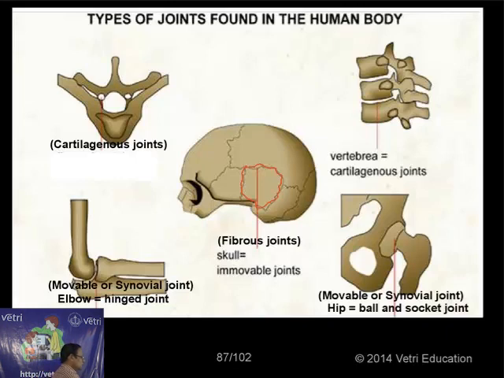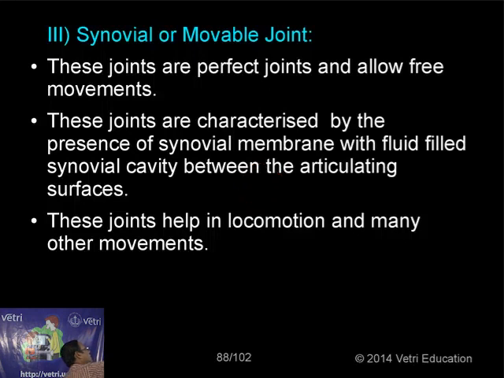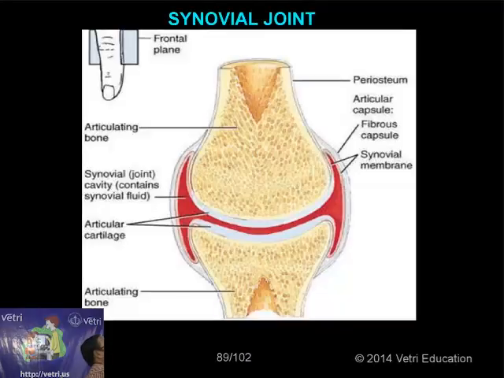And then the movable or synovial joints, like the elbow joint or the hip joint, are movable joints. We'll see. Now the third type is the synovial joint, or movable joint. These joints are always called perfect joints because they allow the movement of the bones in all directions. Now these joints are characterized by, actually, I'll show the picture.